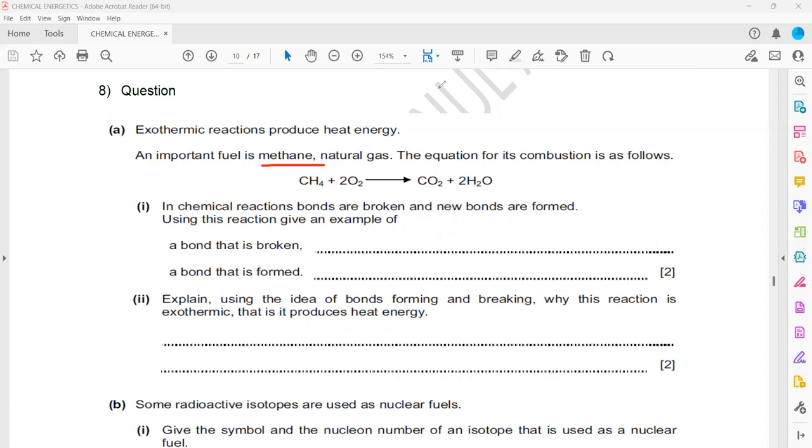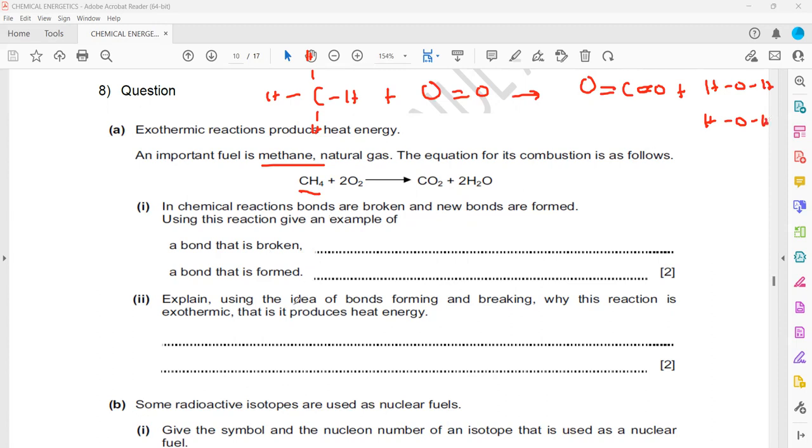We break C-H bonds, because CH4, on the reactant side, we have CH4. So there is carbon bonded with 4 hydrogens, and there is the oxygen-oxygen double bond. And on the product side, we have carbon dioxide plus water.